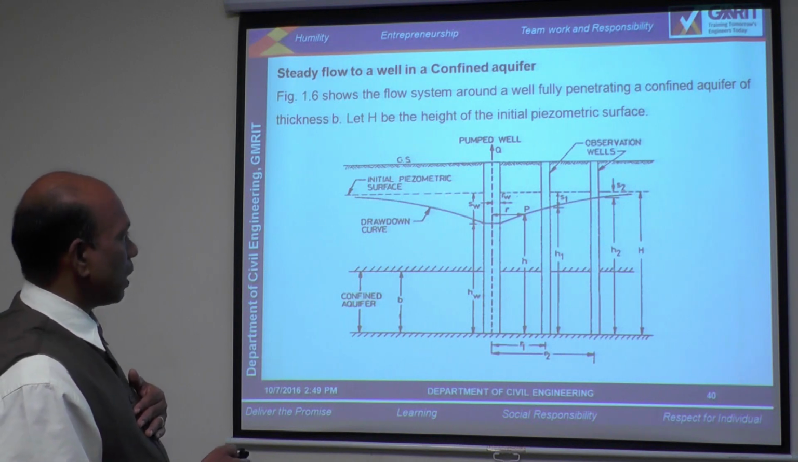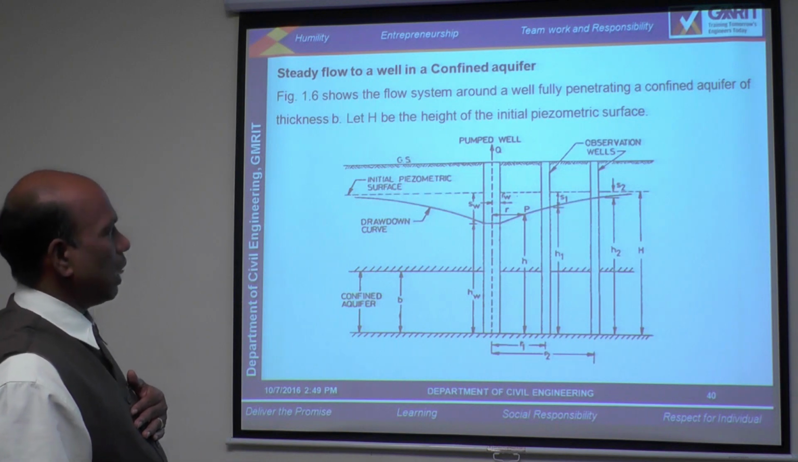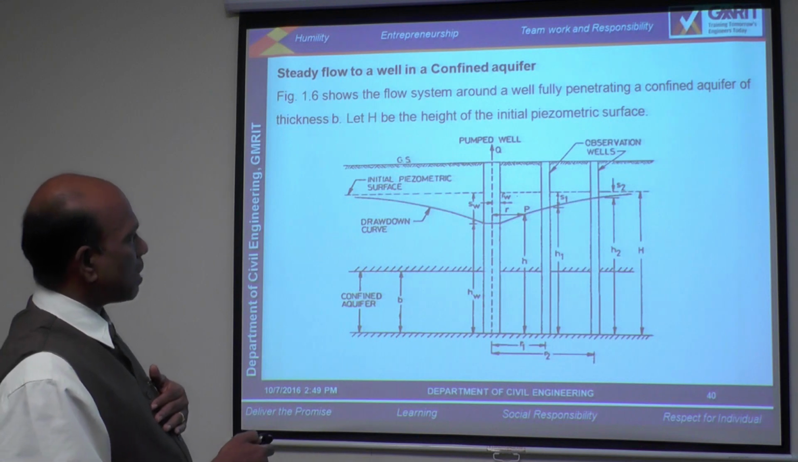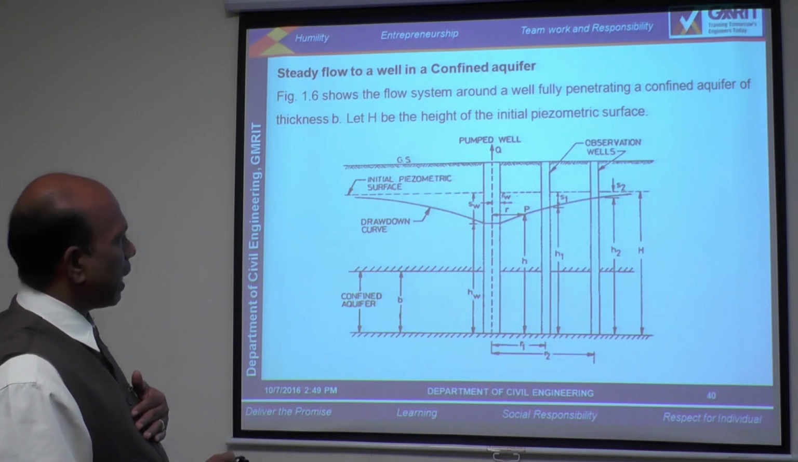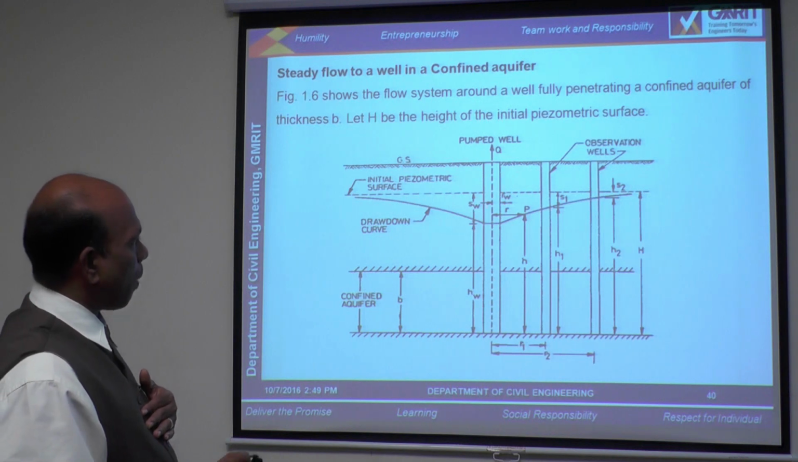In the case of a confined aquifer, this line is known as the piezometric surface, whereas in the case of an unconfined aquifer, this line is known as the water table. Here also, water is pumped through the well. Because of the pumping, the earlier water surface, that is the piezometric surface, is here. After pumping is started, the water level will fall from this level to this level.